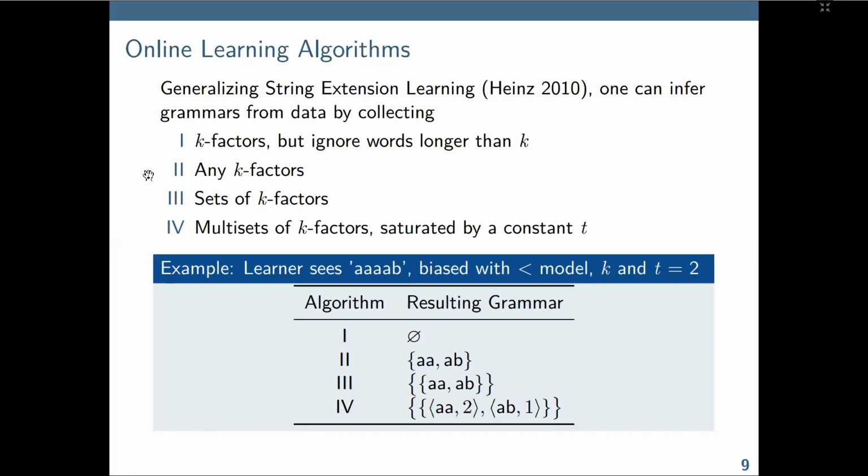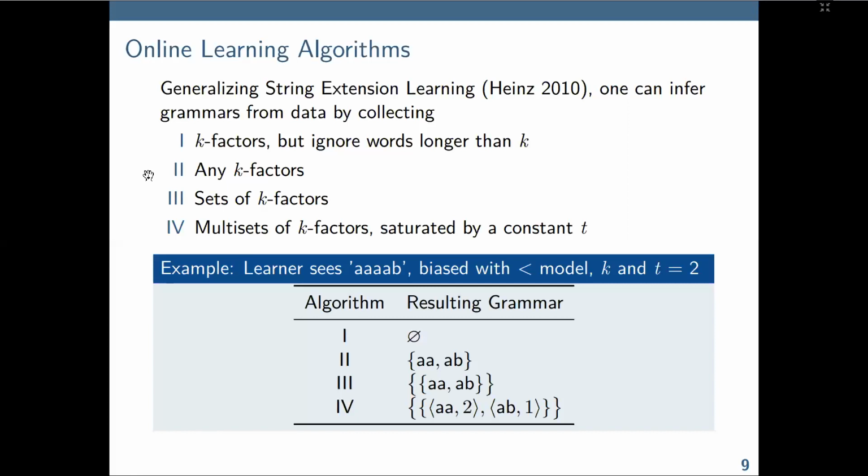All right, so let's do an example. So let's say our learner sees the word AAAAB. Okay, very nice binary alphabet. Okay, the learner sees AAAAB, and let's say the learner is biased in that it has the precedence model. Okay, and let's say the learner is further biased by considering a k and t that are equal to 2.